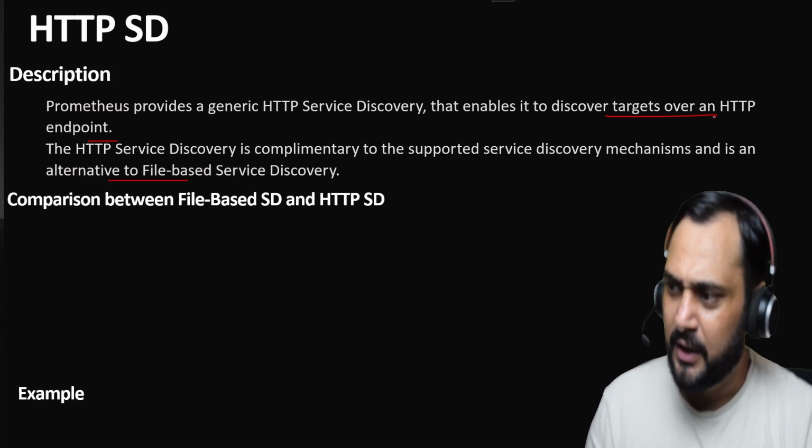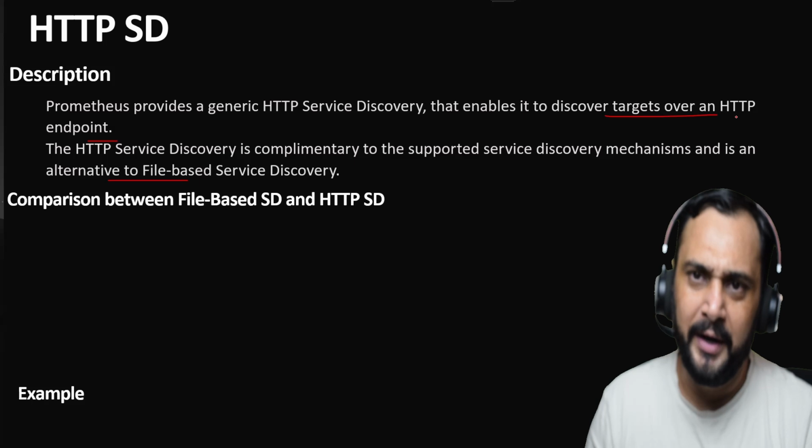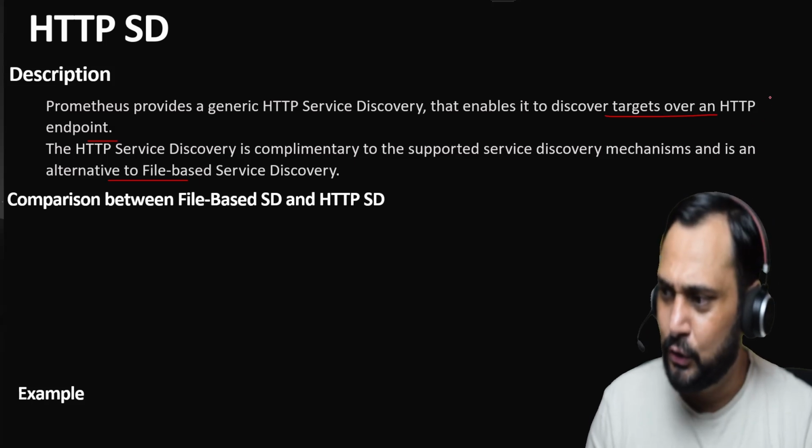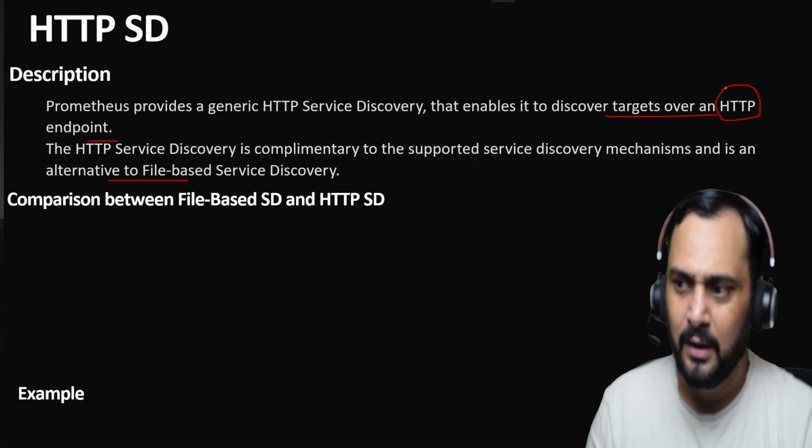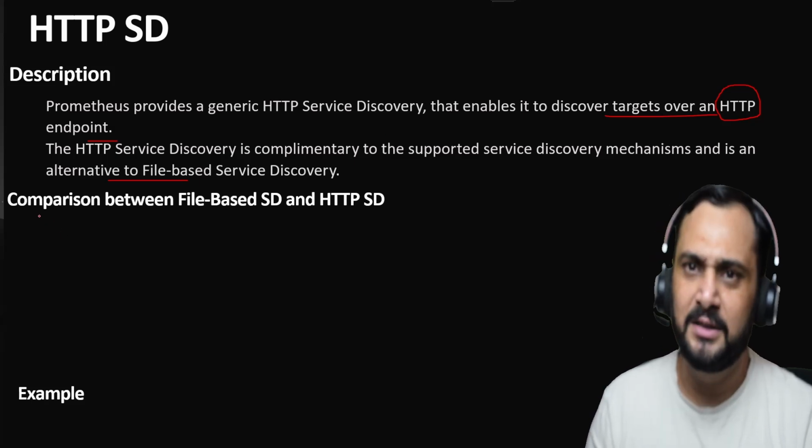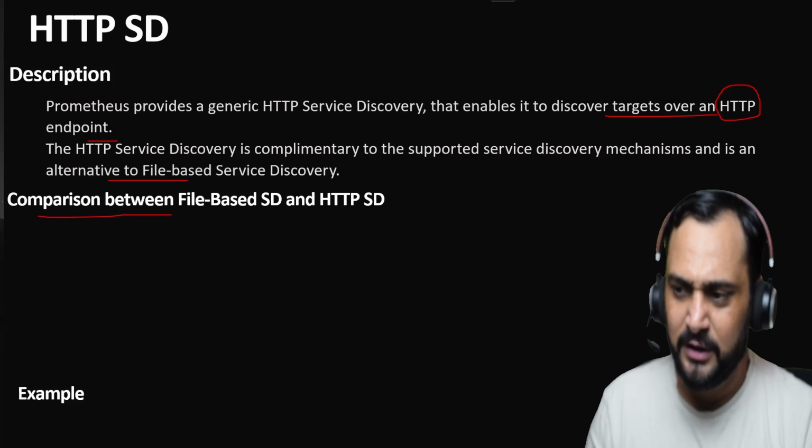When it says targets over an HTTP endpoint, it means that we need to install Nginx or an Apache web server to expose our file. Let's take the comparison. What's the difference between both of them?